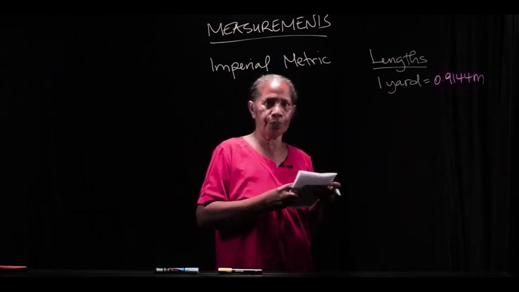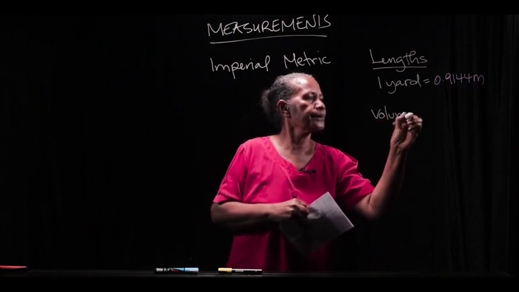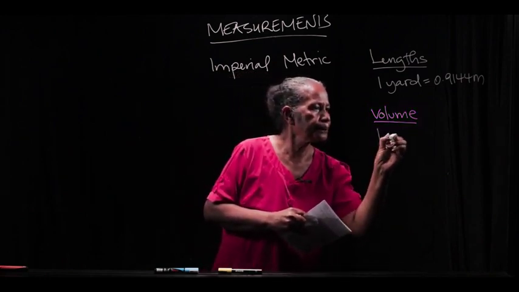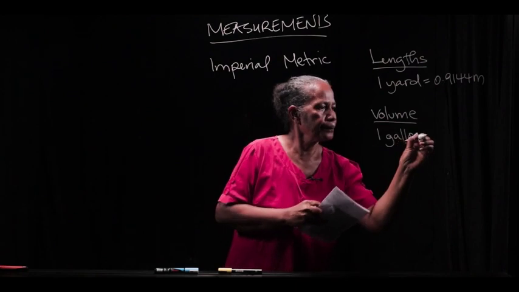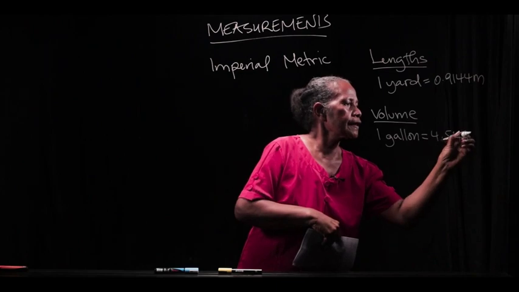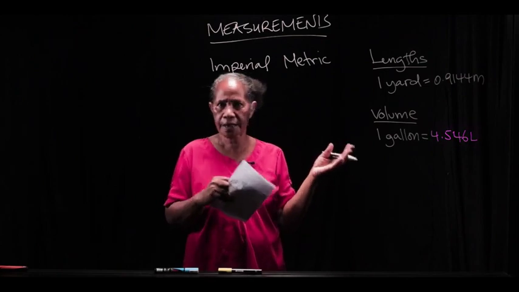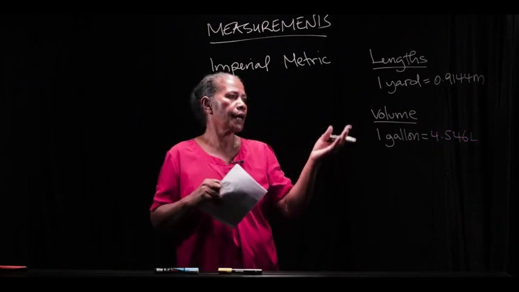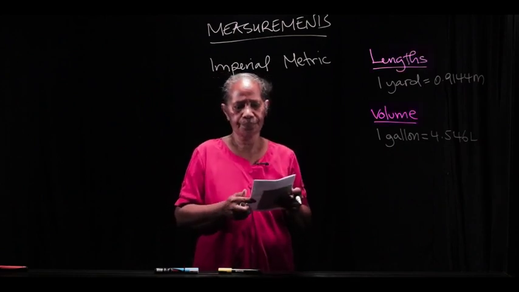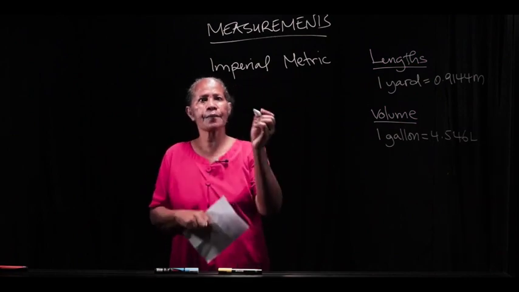And then we have the volume. For volume, we have 1 gallon is equivalent to 4.546 liters. Okay, so that would be the two. There are other conversions as well for mass, for area, but we're going to look mainly at the length and the volume conversion. We're now going to look at two practical examples. So let's say example number 1.